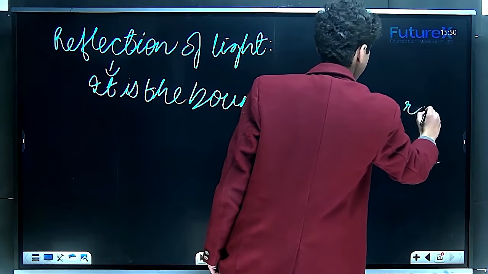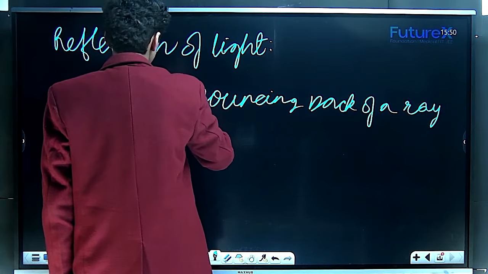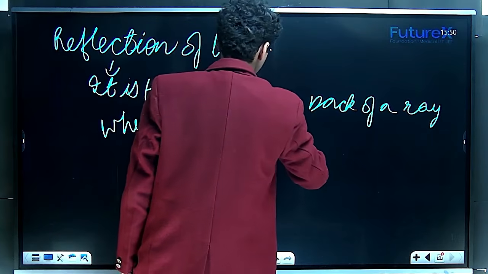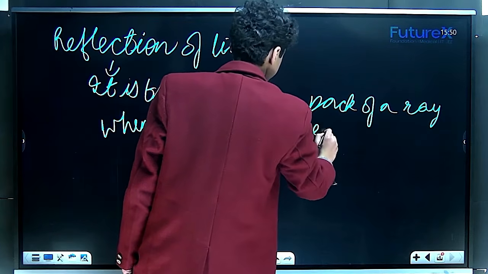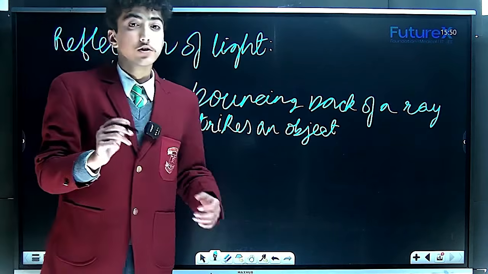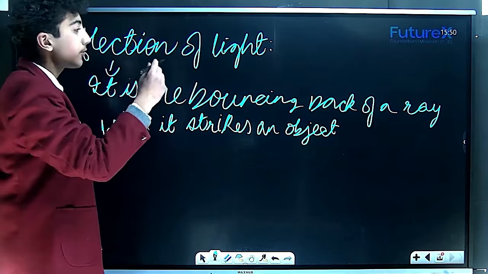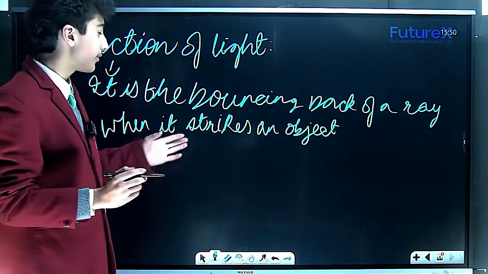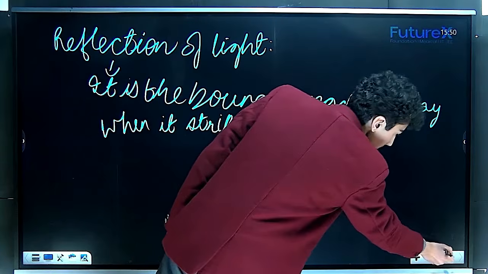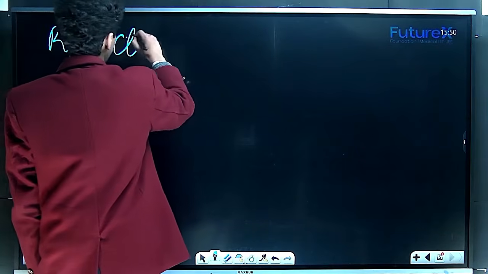Reflection is the bouncing back of a ray when it strikes an object. So basically, when a ray comes and strikes an object, it reflects back, and the phenomenon in which the ray reflects back is known as reflection. So now we can easily know what we mean by reflection of light.